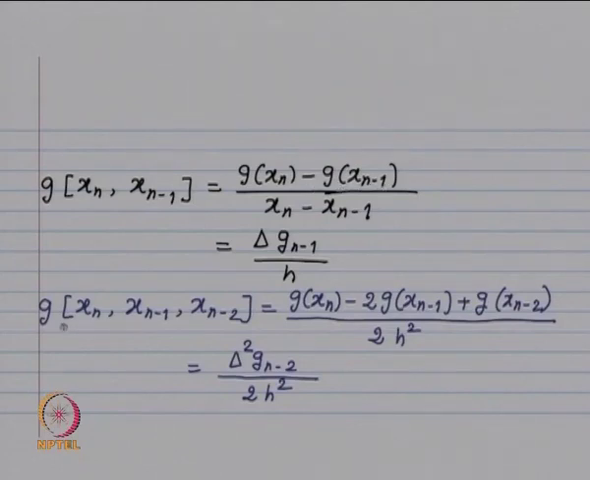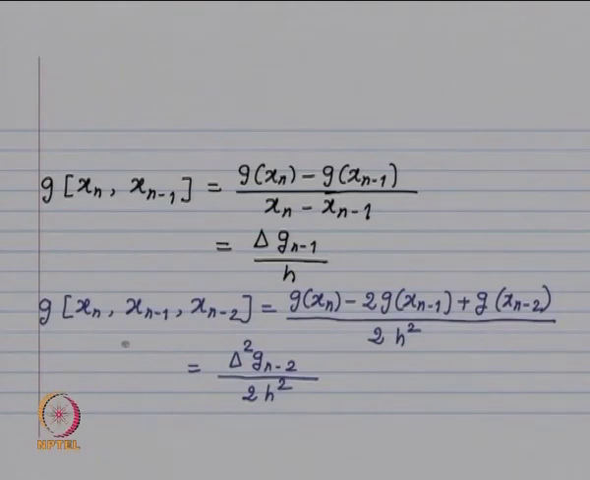The divided difference of g based on these 3 points: x n minus x n minus 1 is equal to h, x n minus 1 minus x n minus 2 is also equal to h. So, this is equal to g of x n minus 2 times g of x n minus 1 plus g of x n minus 2, over 2 h square. The quantity in the numerator is delta square g n minus 2. So, it is the Newton's forward difference of second order upon 2 h square.